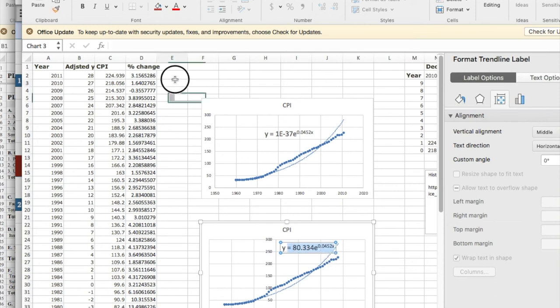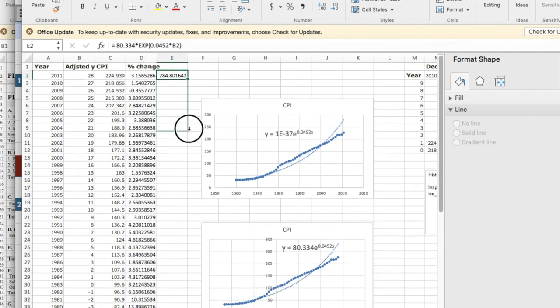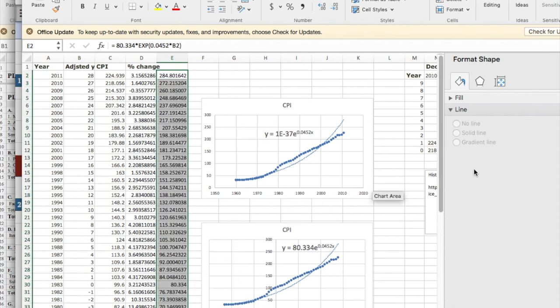Now I'm going to copy and do what I've done before, my projected, except I need to do all of those things that I did before. This should be 80.334 times exp of 0.044 times my year. In this case my year is B2, and that was x. And so I've translated the formula from mathematics into Excel. And this should give me a number that's relatively close. I'm going to make it the same font size. It's relatively close to the values I had.